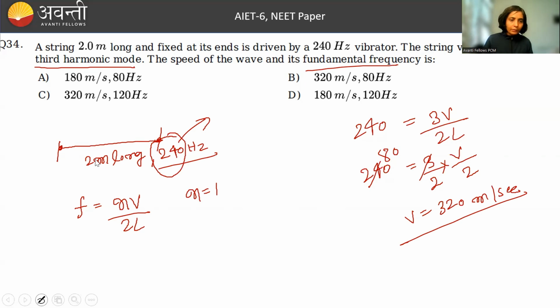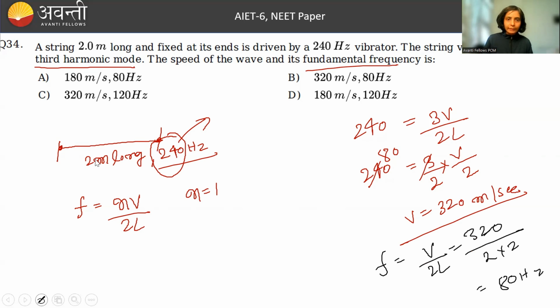Fundamental frequency means put n equal to 1. So v by 2L, that is 320 by 2 into 2. So this is 80 Hertz. So the correct answer will be B. Now you may be thinking why I included this question.